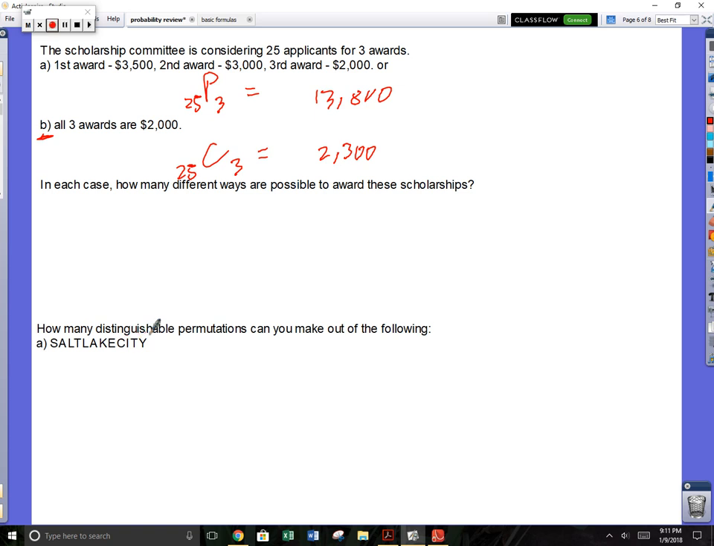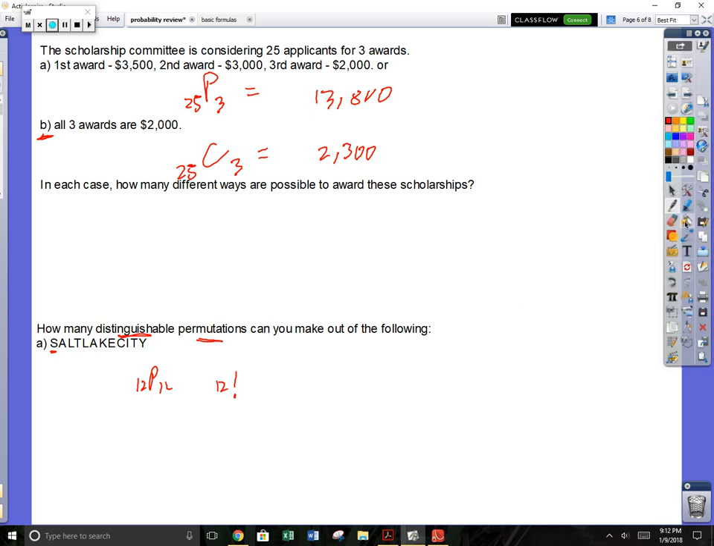How many distinguishable permutations can you make out of the following? Okay, so you have all these letters. If you count them up, you got 1, 2, 3, 4, 5, 6, 7, 8, 9, 10, 11, 12. Okay, there are 12 letters. So it would be 12P12 or 12 factorial, that's the same thing. But the distinguishable kind of throws it off. We've got to count the doubles. So, oh no, you don't have two S's, you just have one S.